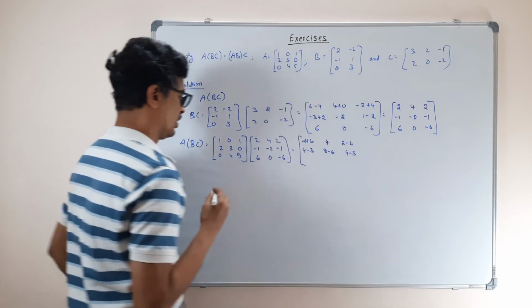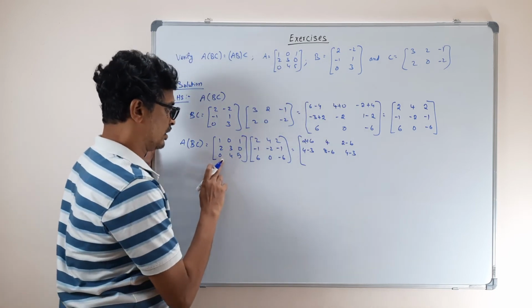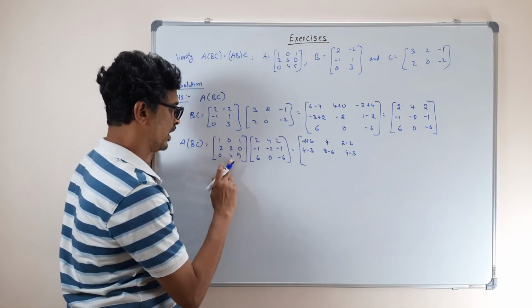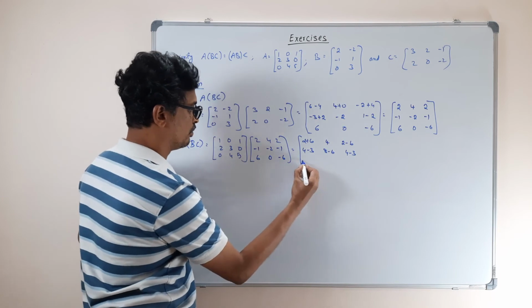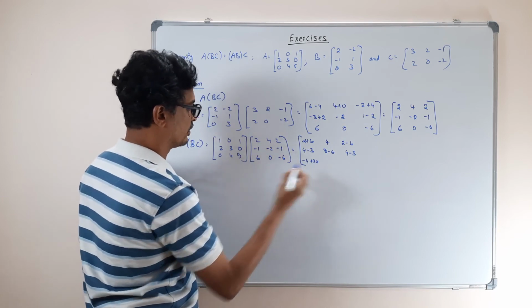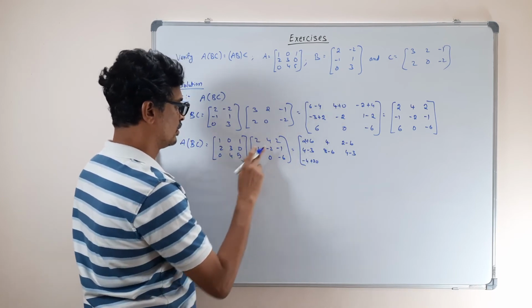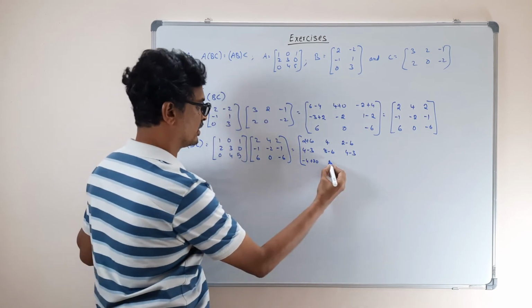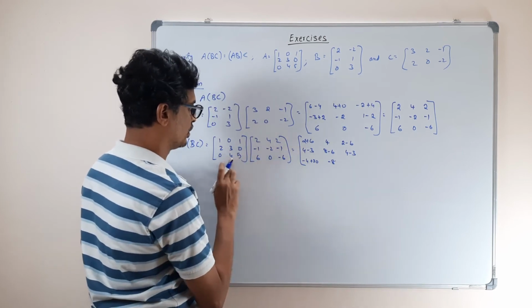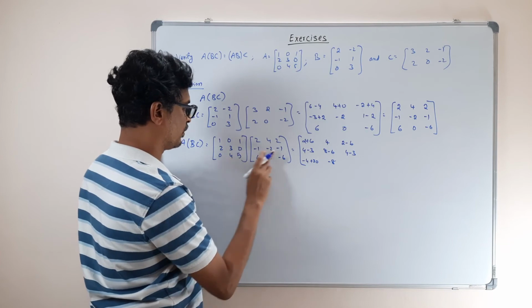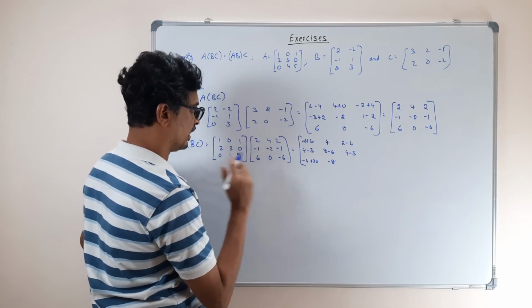Come to the last one. Minus 0, minus 4 plus 30. What about the next one? Minus 8, that's it. Am I right? Because the next one is 0. What about minus 4 minus 30? Correct?